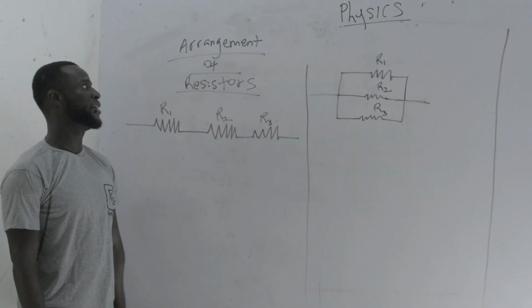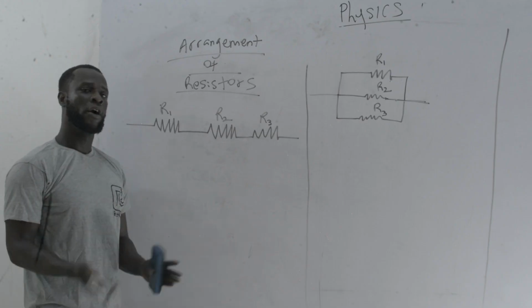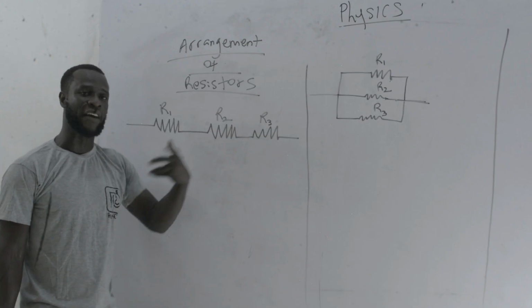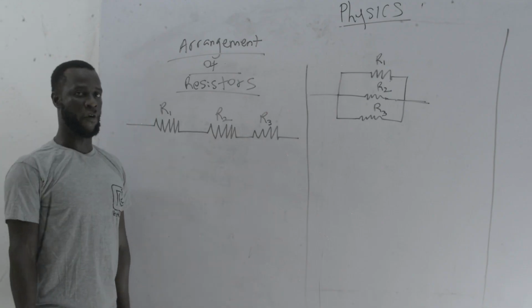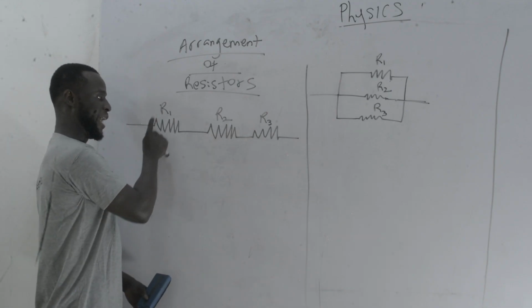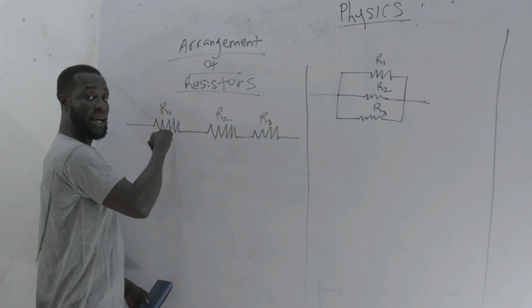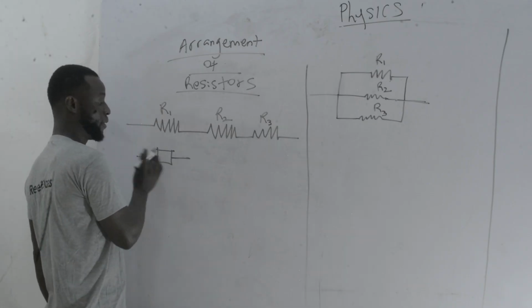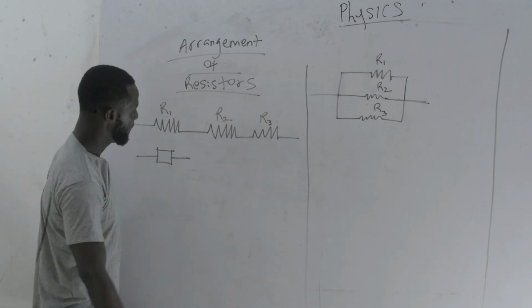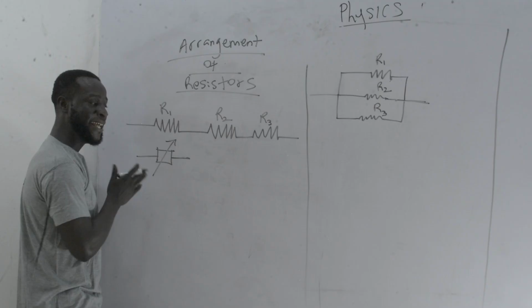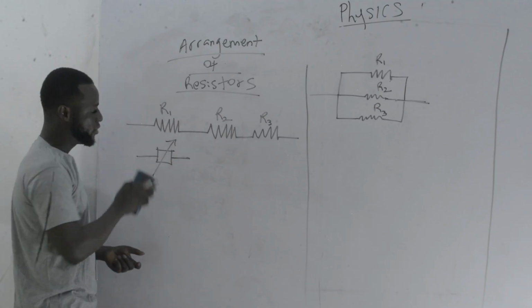Today, we'll be talking about the arrangement of resistors. Remember, resistors are electrical components that are used to offer a resistance to the flow of current. Now, the symbol for resistors can be zigzag lines like this, or I can use a box like this to represent a resistor in an electric circuit. Now, if you see a straight line drawn through the box, then that is a variable resistor or a rheostat.